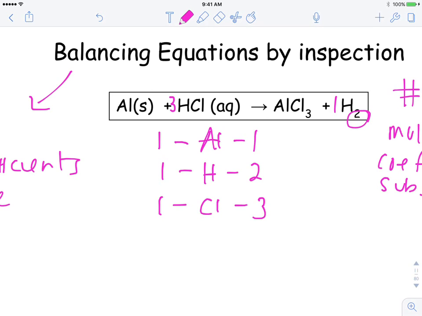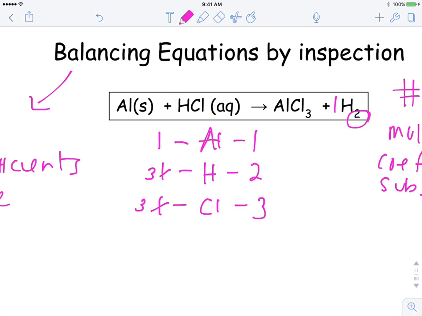So we can only put numbers in front. I put a 3 in front. My chlorines are balanced. So I can change this to a 3. My hydrogens, now I have 3 and 2, and that doesn't work. And so a lot of times I'll do a least common multiple. So I know the least common multiple between 3 and 2 is 6. And so then I'll try and get 6 hydrogens.